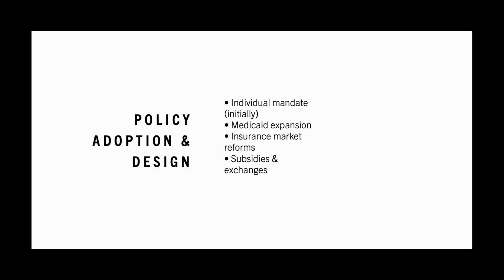The ACA introduced several major policy mechanisms. These included the individual mandate, which encouraged insurance participation, Medicaid expansion to broaden eligibility, and insurance market reforms that prohibited discrimination based on health status. The law also created health insurance marketplaces and provided subsidies to improve affordability. Together, these provisions sought to increase coverage while stabilizing insurance markets.